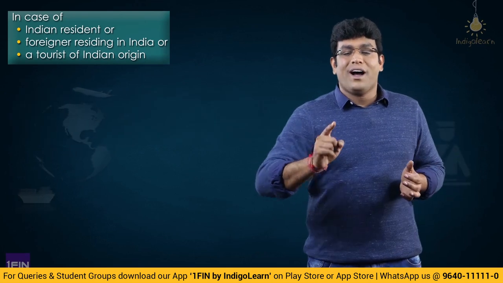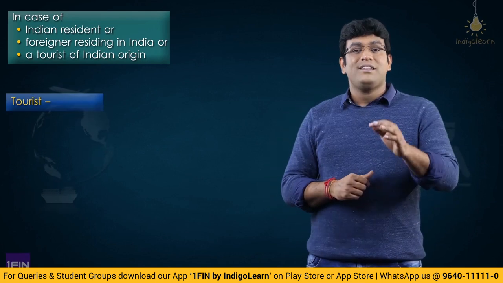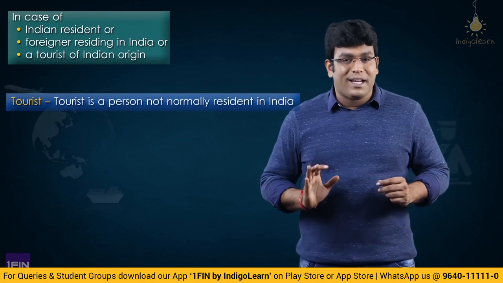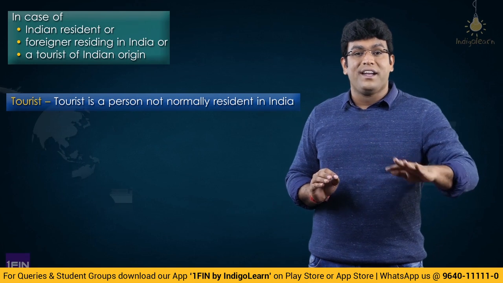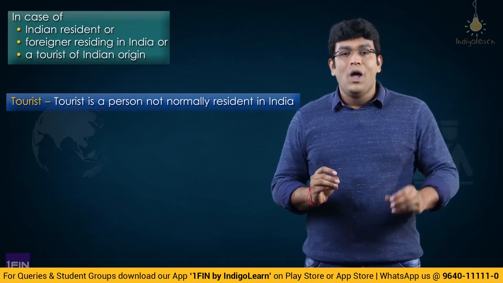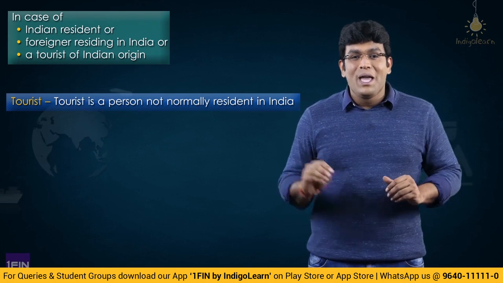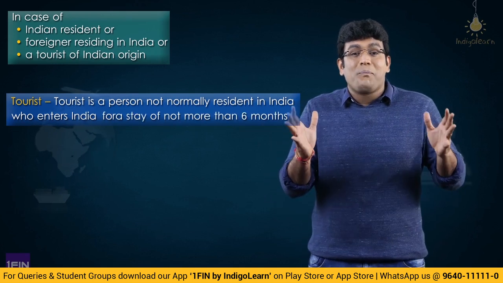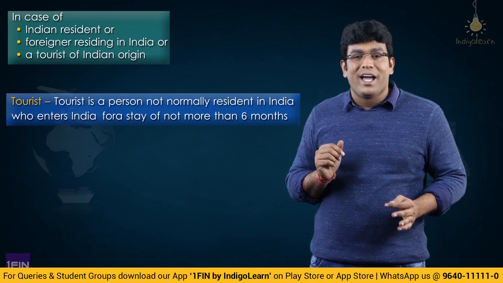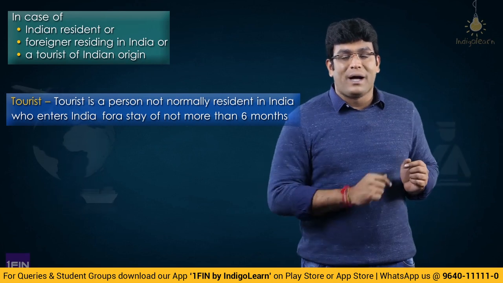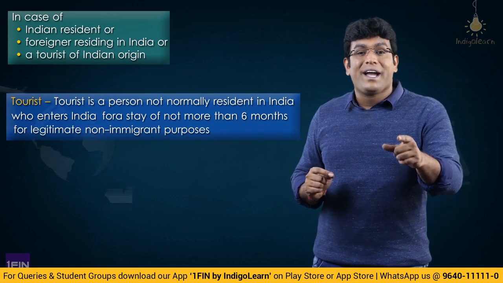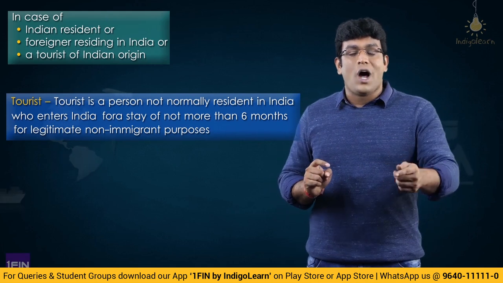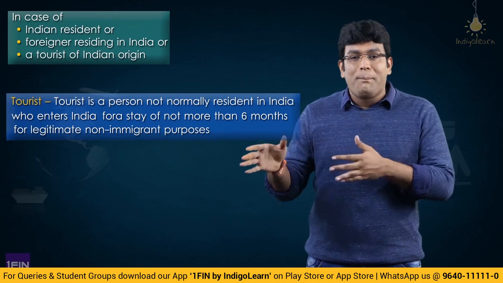Now, who is a tourist? This word tourist is also defined by Rule 2, which says that tourist means any person who is not normally resident in India, but has come to India for a stay of not more than 6 months for a legitimate non-immigrant purpose. Legitimate means legal. Non-immigrant means he is not shifting; he is coming only for a temporary purpose.